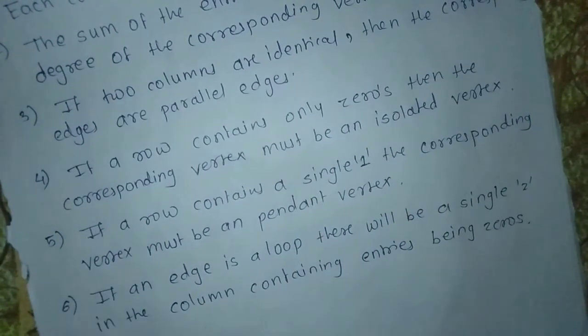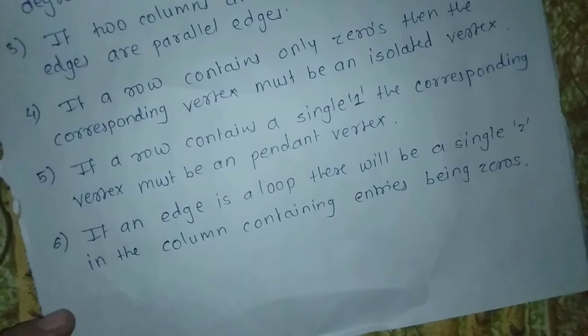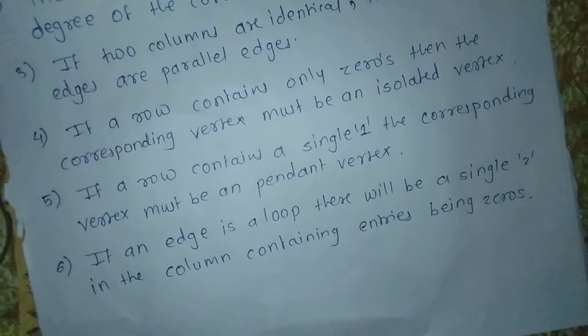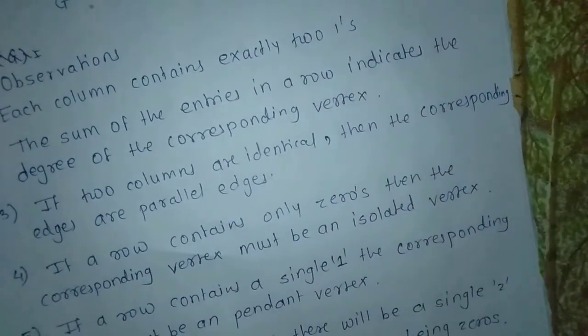Next observation is, if a row contains a single one, the corresponding vertex must be a pendant vertex, because the definition of a pendant vertex is that the degree of that vertex is equal to 1, then we can say that that vertex is a pendant vertex. And the next observation for the incidence matrix is, if an edge is a loop, there will be a single 2 in the column, with the other entries being zeros. In this video, we have seen how to write the adjacency matrix and incidence matrix. Now here we stop.